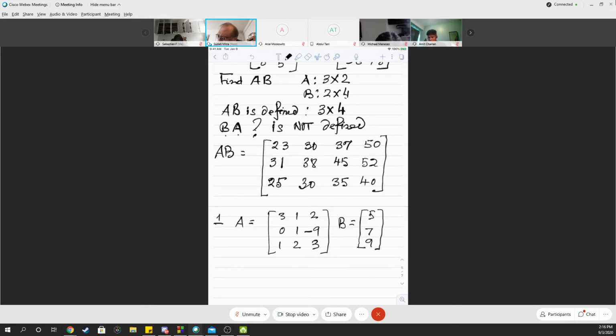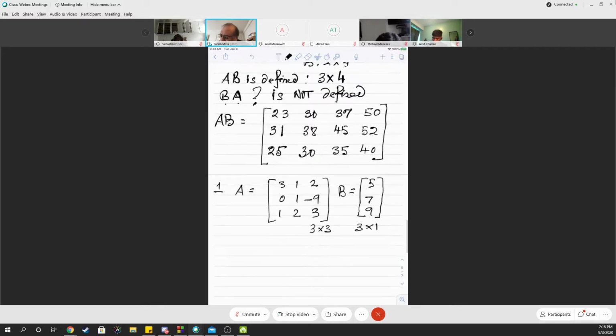So look at this. A is a 3 by 3 matrix. B is a 3 by 1 matrix. So what kind of a matrix should AB be? Quick. 3 by 1. It should be a 3 by 1 matrix. Very good. Find AB, all of you.